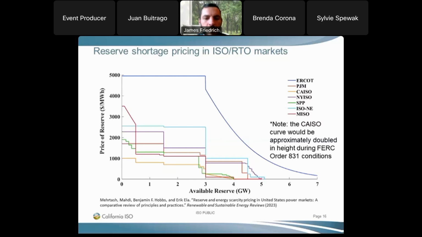Thank you, James, for reviewing this graph again. I do have a quick question. Just to clarify, I think it's noted on the label as well, this is the price for reserves, not for energy, right? That's right. These are reserve shortage prices. Okay. And when we discuss the scarcity pricing here as the topic, it's really we want to design a scarcity pricing for energy.